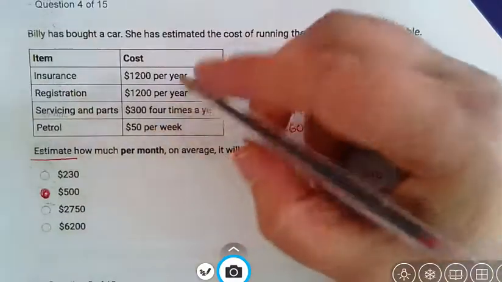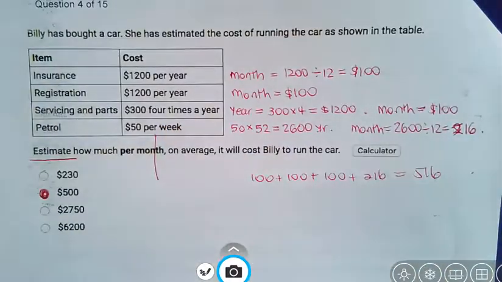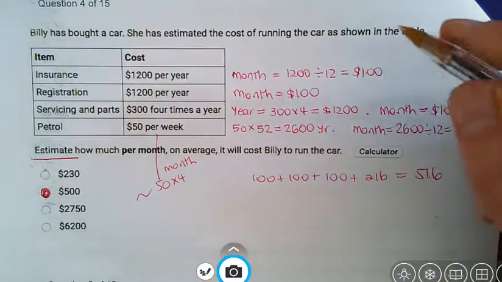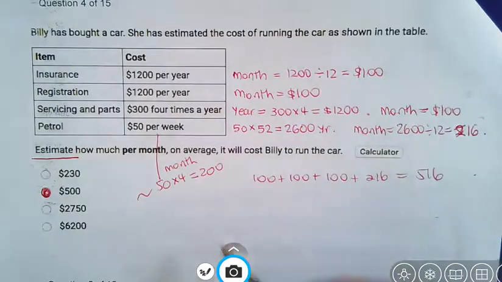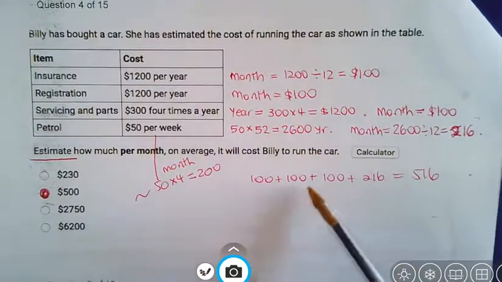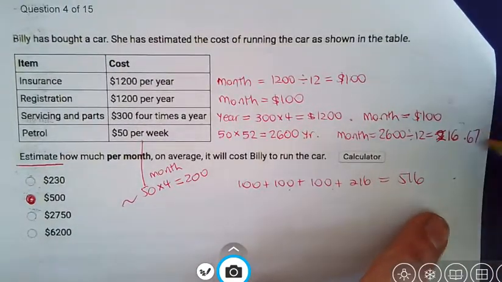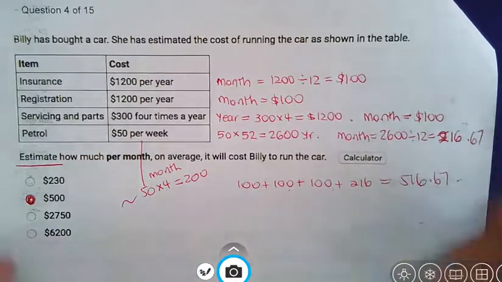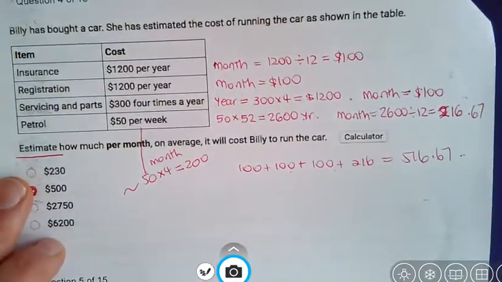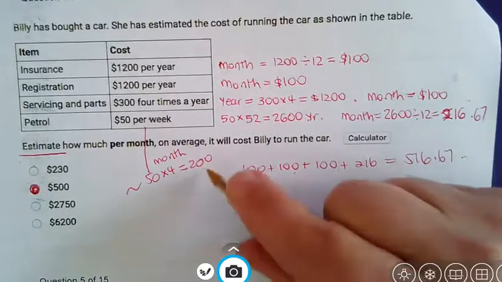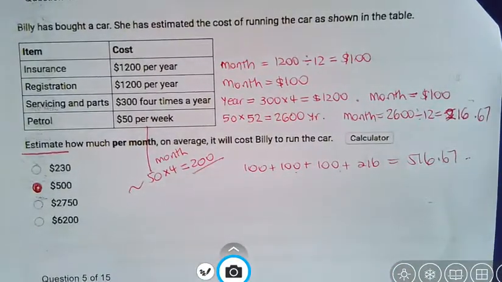Now, they didn't actually want you to work out the exact amount. What they really wanted you to do for this one is, 1 month is a bit more than 4 weeks. So we just estimate for 1 month, this is not exact, it's approximately 50 times 4, which is about 200. So you do 100 plus 100 plus 100 plus 200. Whereas that 216 is the exact amount. But if they say estimate, you don't have to work it out exactly. So for the estimate, it would be 100, 100, 100, and 200, which is 500.